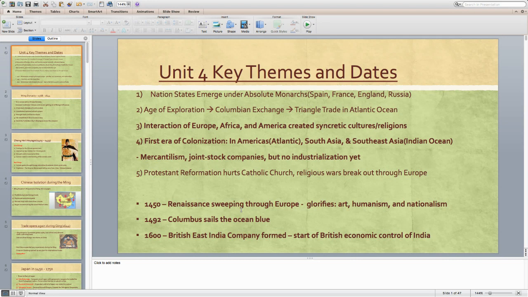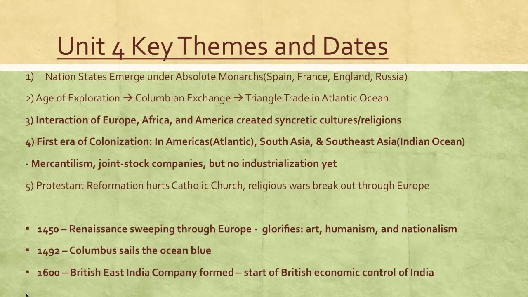When you think about the British East India Company in India, it's a joint stock company, or the Dutch East India Company in Indonesia, Malaysia, same thing. Or if you talk about Jamestown with the Virginia Company, that's another joint stock company. So the Renaissance sweeping through Europe, talking about the amount of money that the middle class has, is significant when talking about the age of exploration. Obviously, Columbus is self-explanatory. And then the British East India Company forming, we know that that is the start of British influence in India.